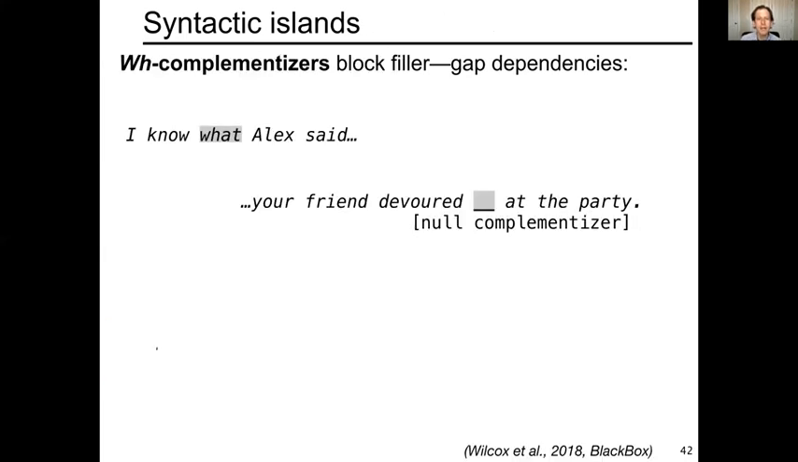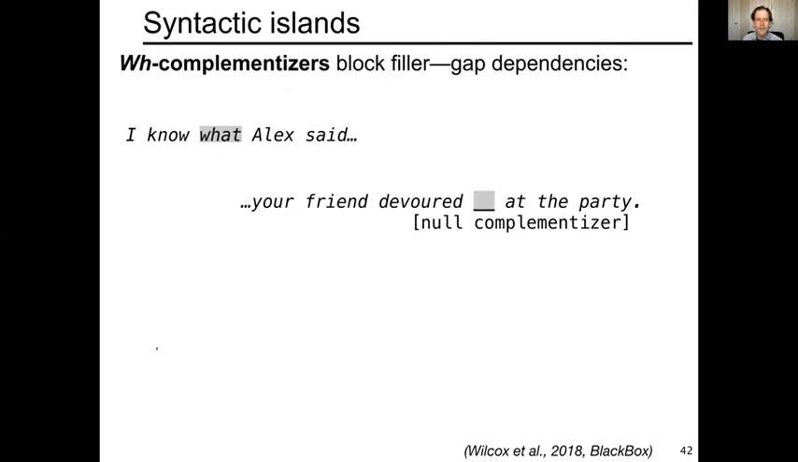So we're only going to give one example of this, but this paper, and this is actually Ethan's work that really is pioneering this. So this is the first paper that he's done on this. And you can look at that paper for many different cases of islands. But the one case of islands that we're going to look at here involves complementizers. So it's going to be back to this case about object extraction from embedded clauses. Like, I know what Alex said your friend devoured at the party. We already saw examples like this.